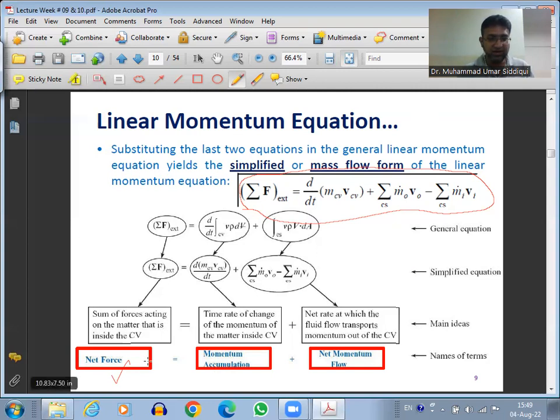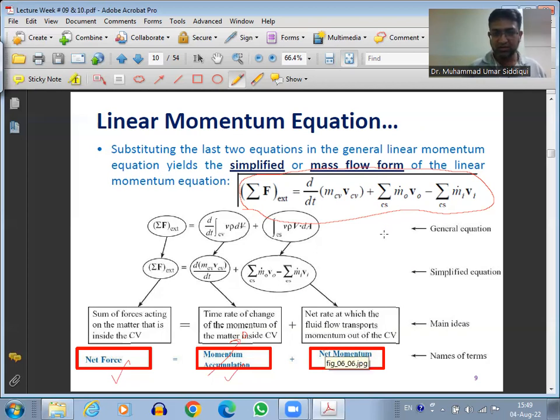So we have the net force here. Then we have the momentum accumulation term. Most of the time in the calculations that we are going to do, the momentum accumulation term will be 0. There are cases where the momentum accumulation term will not be 0, but mostly we are not going to cover that as a part of our course here. Okay. However, the net momentum flow terms, yes, definitely they will be there.